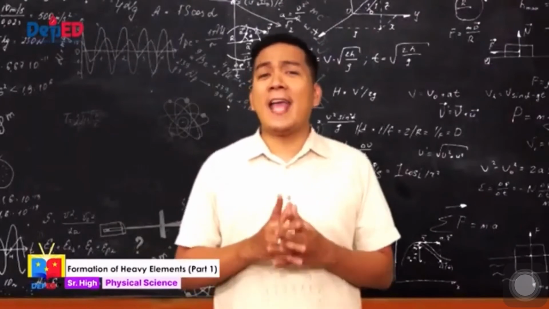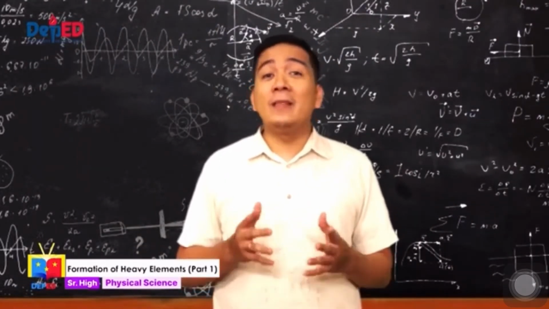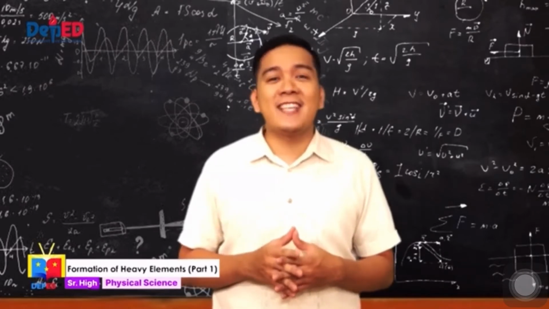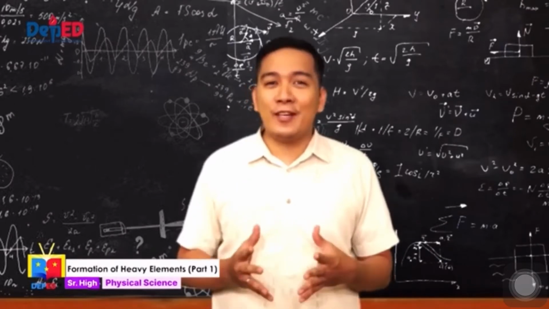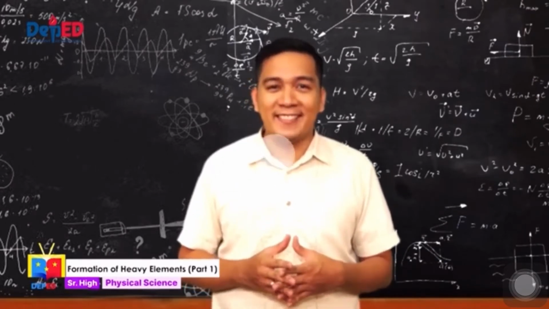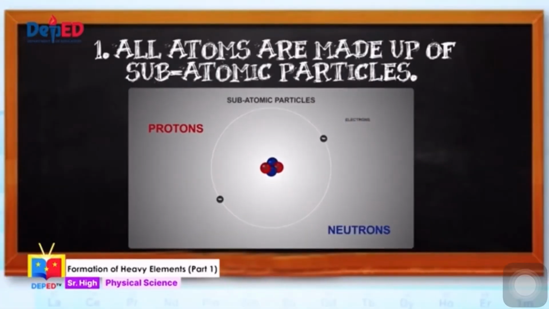That is how the light elements were formed during the Big Bang nucleosynthesis and how some light elements were formed during the stellar nucleosynthesis. Let's have a little review and see how much you learned about element formation. At the beginning, we reviewed 8 important concepts that will help us understand how elements were formed. These are: number 1. All atoms are made up of subatomic particles called protons, neutrons, and electrons.